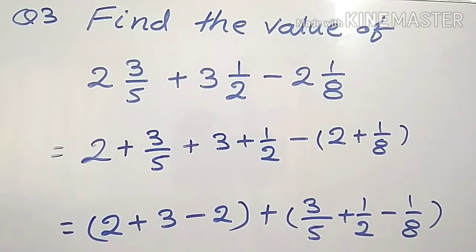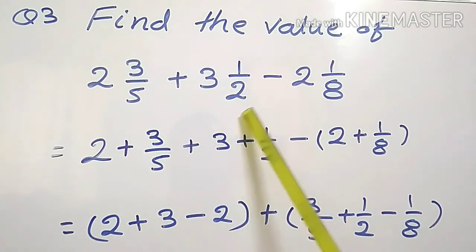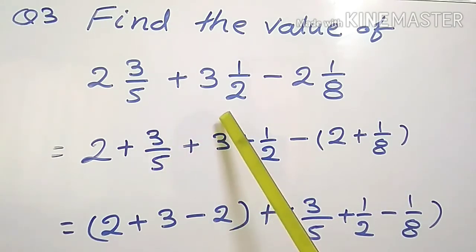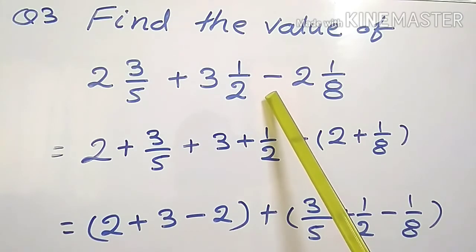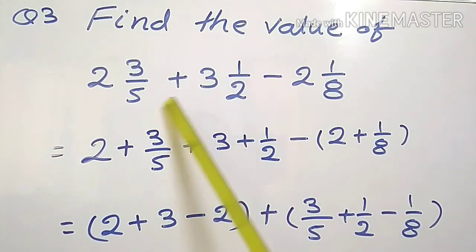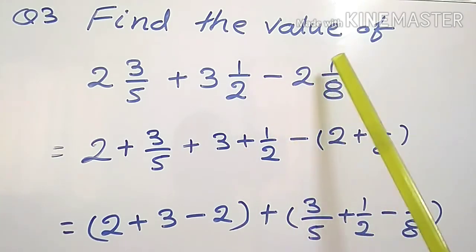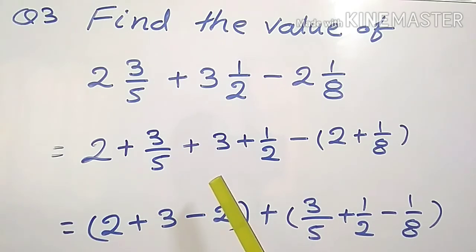Question 3. Find the value of 2 whole number 3 by 5 plus 3 whole number 1 by 2 minus 2 whole number 1 by 8. Here 3 mixed numbers are given and 2 signs of operations are given. First we have to add these two fractions, then subtract the fraction 2 whole number 1 by 8 from that sum. For this, first we write by separating the whole number part and the fractional parts.